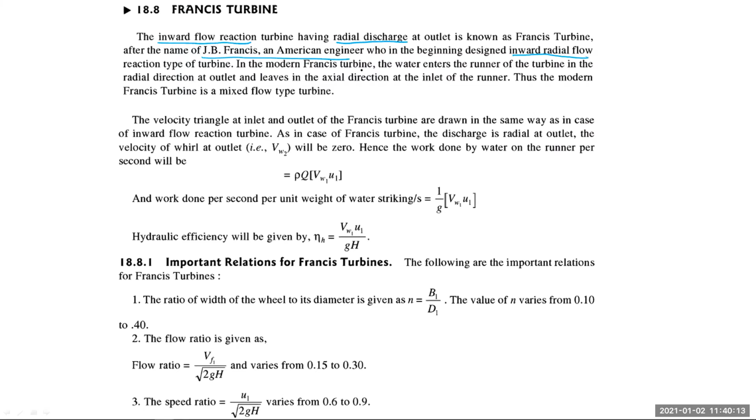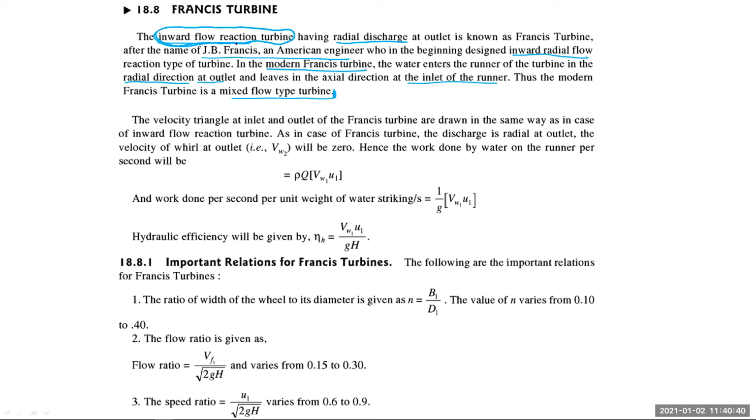Nowadays in modern Francis turbines, the water enters the runner of the turbine in radial direction at inlet and leaves in axial direction at the outlet of the runner. Thus, the modern Francis turbine is a mixed flow type turbine. Here, as you can see, it is nothing but an inward flow reaction turbine. This you have to keep in your mind.